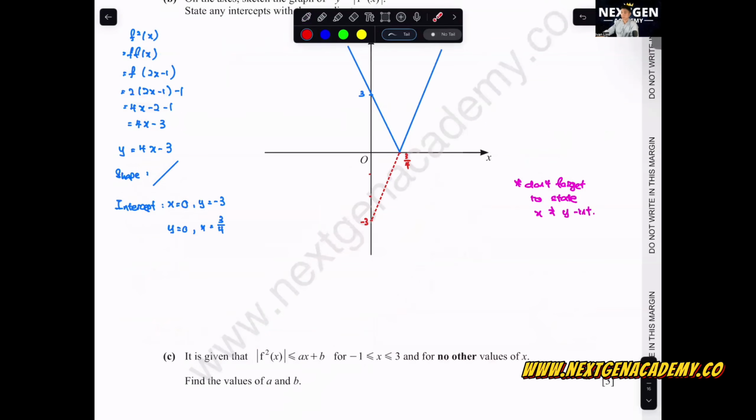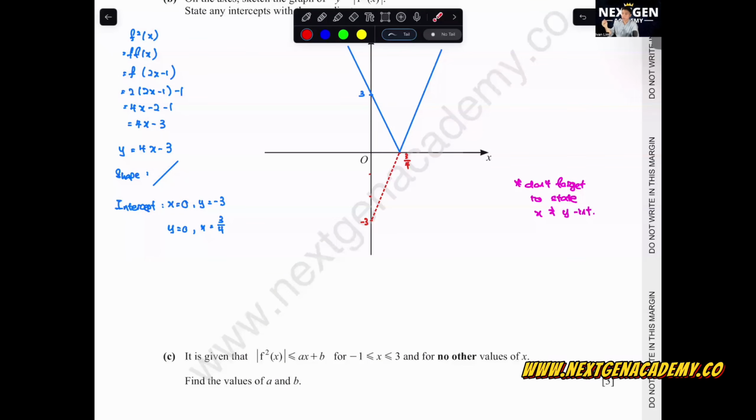Okay, this question C is a very interesting one also. Did you all manage to do this one? Question C. It is given that modulus f squared x is less than or equal to ax plus b for negative 1 to 3, and for no other values of x. Find the values of a and b. Okay, what does this mean?